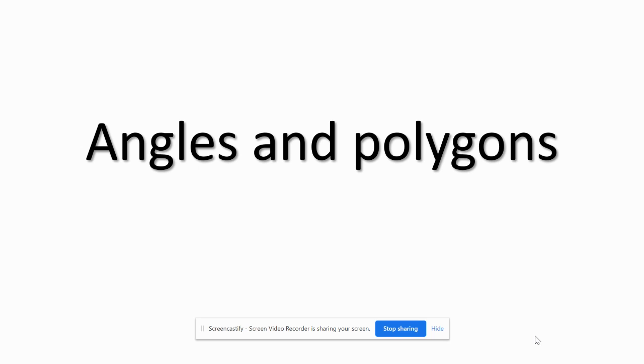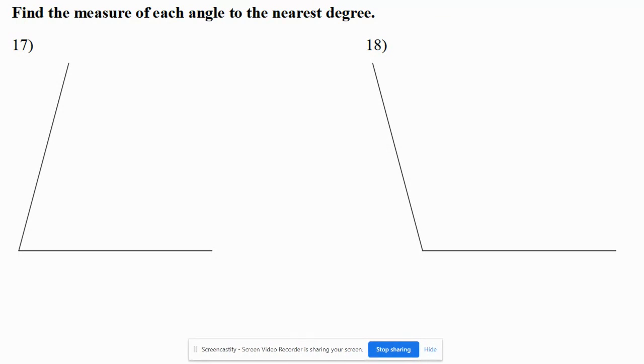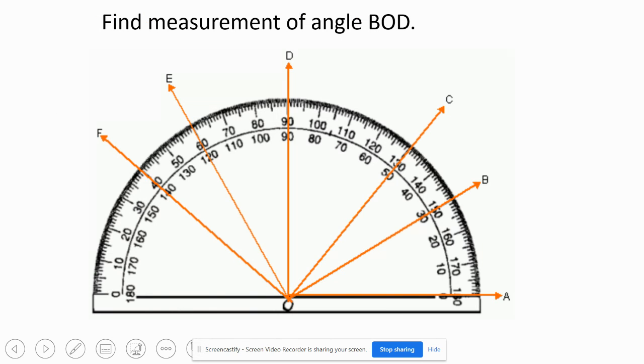Let's review for the week. We'll be looking at angles and polygons. The first part is how to measure an angle. We can use a protractor for this, but I mentioned that on the homework, I'm going to be providing a picture like this.